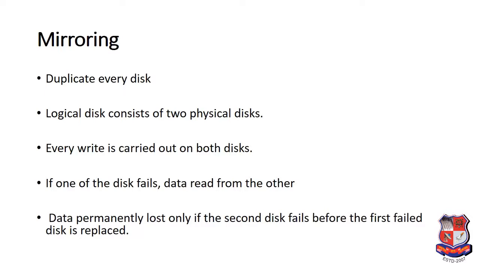So here we are doing the copy of one disk to another disk. So if one disk gets failed, then we still have a backup on our other disk. And last one, data is permanently lost only if the second disk fails before the first failed disk is replaced. So if you haven't copied your data to the other disk and your first disk gets failed, then your data will be permanently lost.